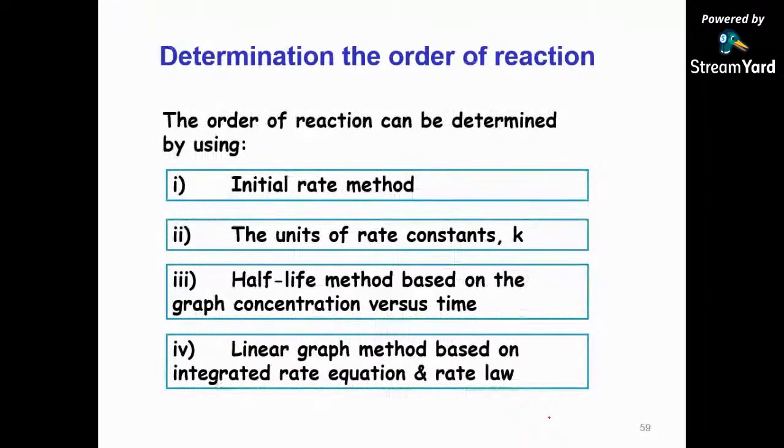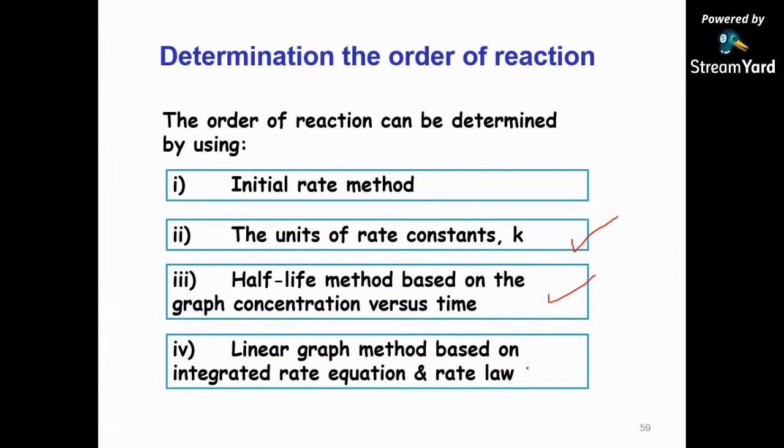Okay, yes. Just now, very important. Zero order, first order, second order, very important. Now we do some summarizing. How are we going to determine the order of the reaction? There are four methods. Just now I taught you the half-life, based on the time interval. And then unit, mentioned just now: molar per second, zero order; per second, first order; and per molar per second, second order.